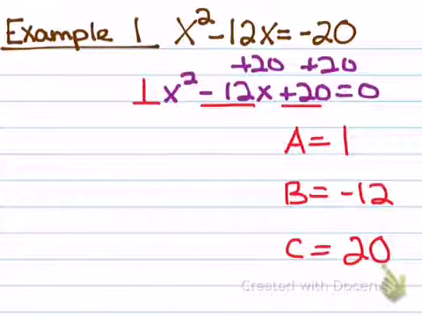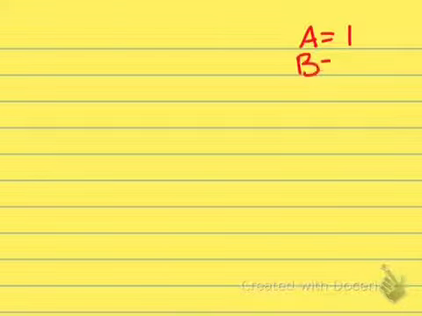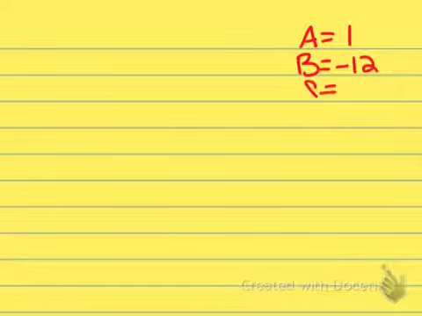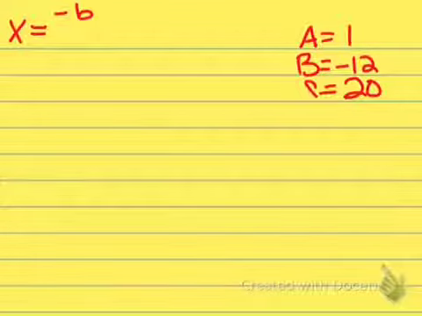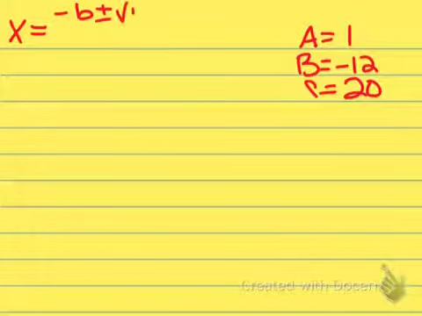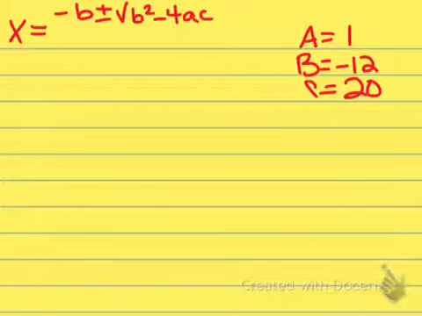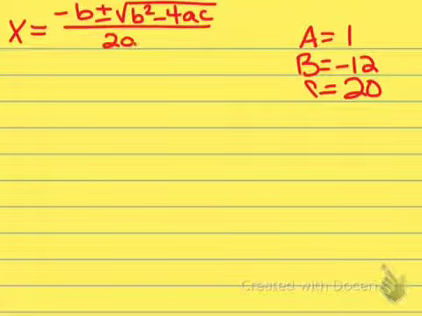All right, let's grab a new page because I think we are going to run out of room. So, let me find something that's not music. How about notebook paper? Perfect. Okay, so we had that a equals 1, b equals negative 12, and c equals 20. And then we need our formula. So we have x equals, and you do need to write this down, negative b plus or minus the square root of b squared minus 4ac all over 2a.